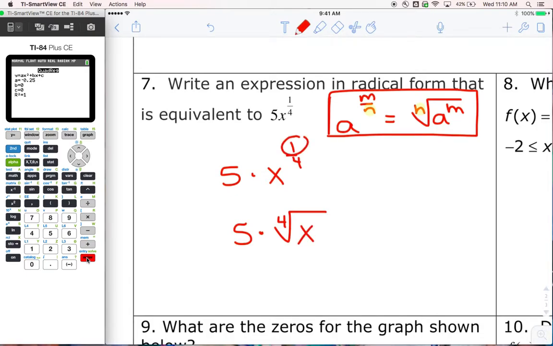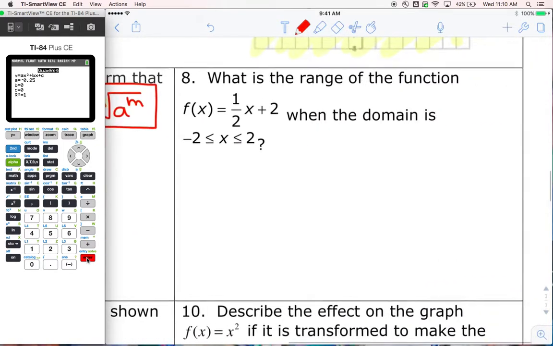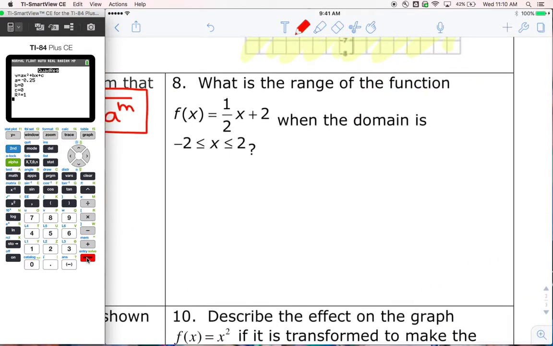And then x gets this as an exponent, which really don't need to write. So let's clean this up. So this looks like 5, 4 is the index, and then x inside the radical. All right, that is my completed expression. Problem 8, what is the range of the function f of x equals 1/2 x plus 2?